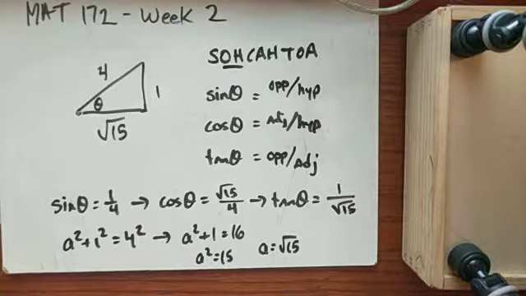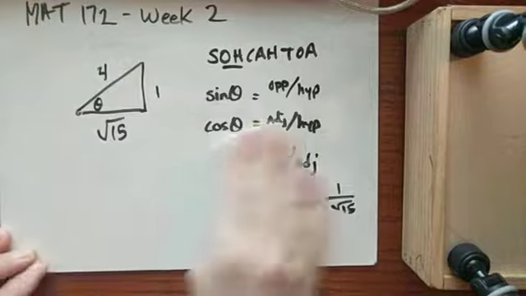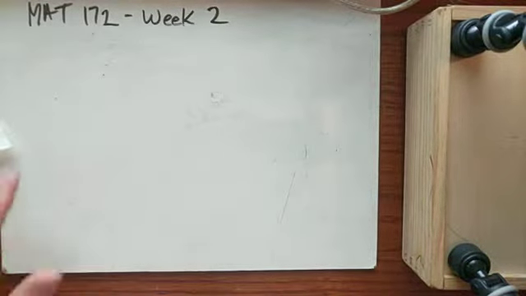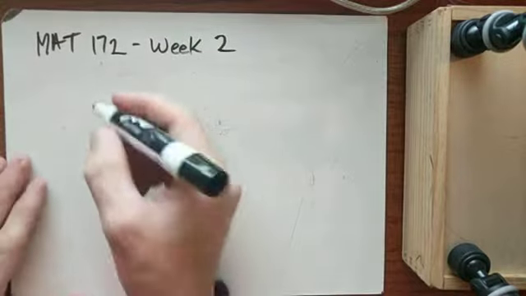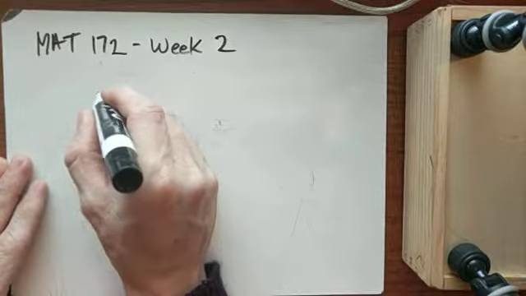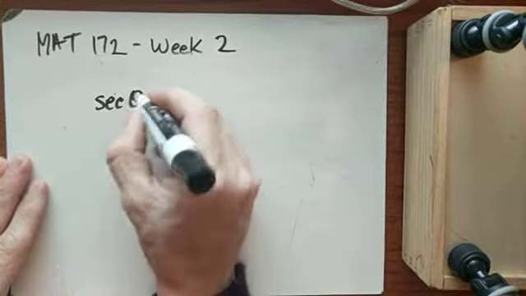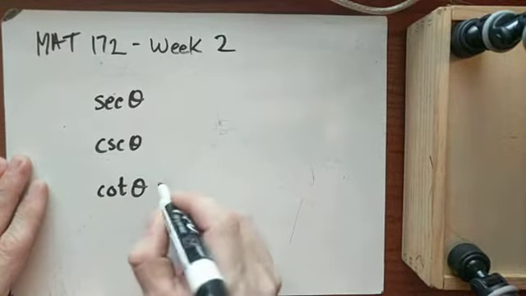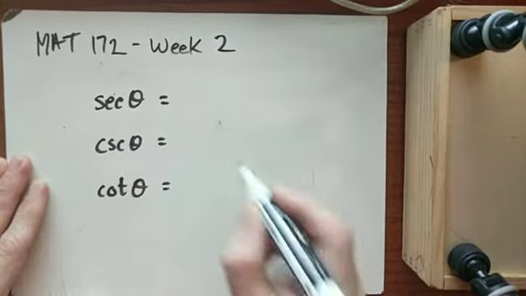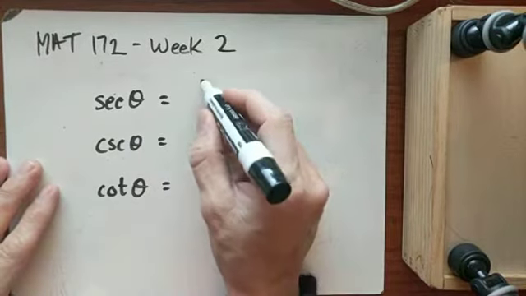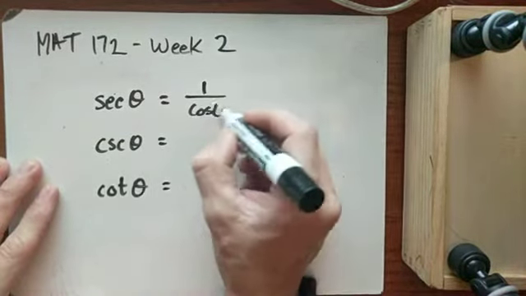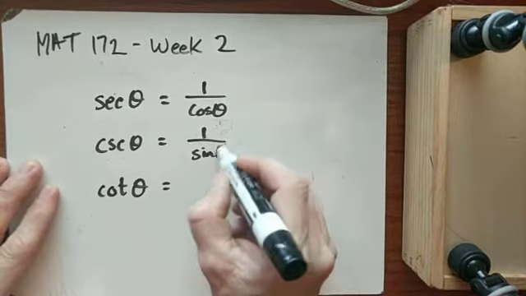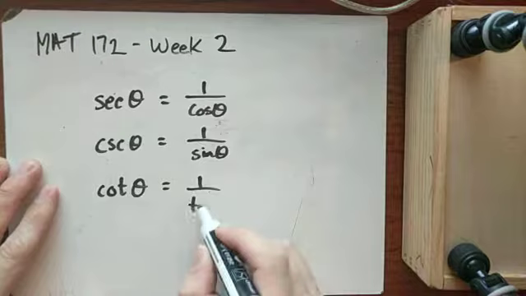All right, so that's a brief overview of what you would see this week. Oh, one more thing that I forgot to mention, and that is the reciprocal functions: secant, cosecant, and cotangent. If you've seen those and wondered what those things are, secant is the reciprocal of cosine, cosecant is the reciprocal of sine, and cotangent is the reciprocal of tangent.